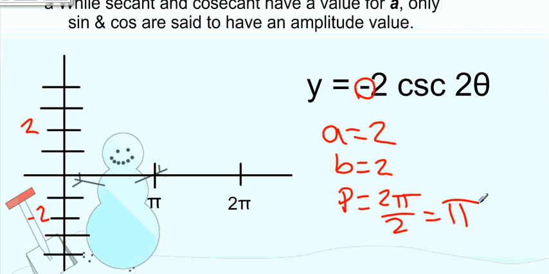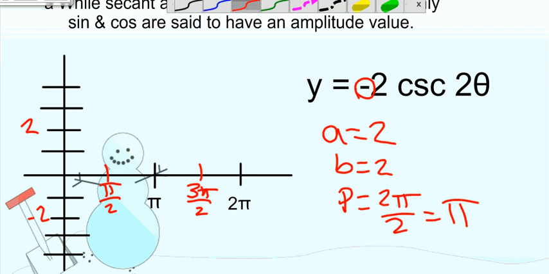So I'm going to split my normal ones up, put in my pi over 2 and my 3 pi over 2. And then I'm going to split those again. And those values are pi over 4 and 3 pi over 4, 5 pi over 4, and 7 pi over 4, if you need those in there.